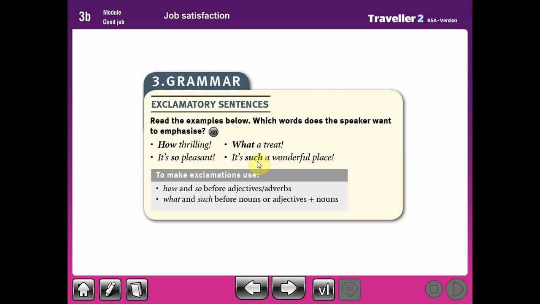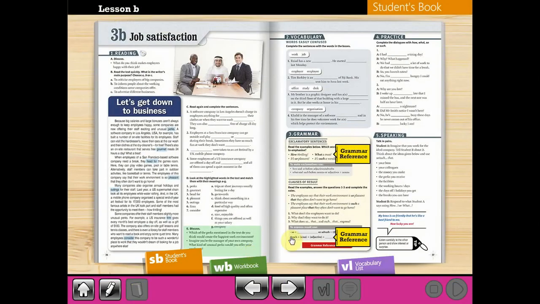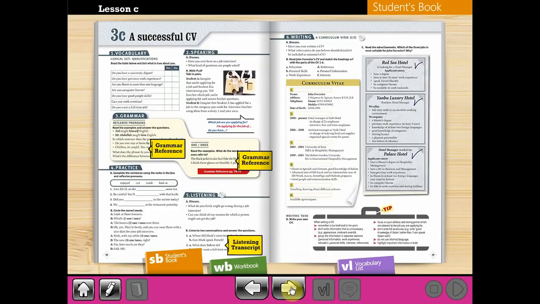We can use such as well. It's followed by adjective plus a noun. So it is such an exciting story, such a wonderful place, such a long journey, and so on, like this. This is the exclamatory sentence. Let's go back to our lesson. We have here the class of result, the express result, and so on. It's not so important. Yes, this is the part we have here.